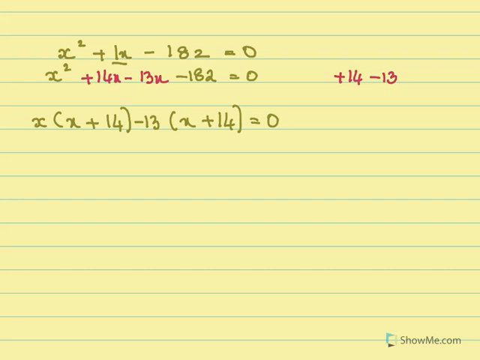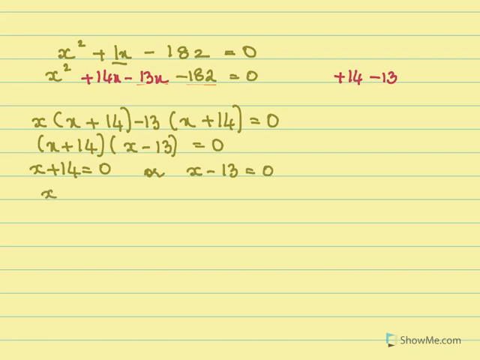So what I do when I take common out, I need to divide this by minus 13 and this also by minus 13. So I have x plus 14, here I have x minus 13 equal to 0. So x plus 14 equal to 0, or x minus 13 equal to 0. So x equal to minus 14, x equal to plus 13. Now I have to ignore this because in my question it was given positive integers. And minus 14 is not positive, so I have to ignore.